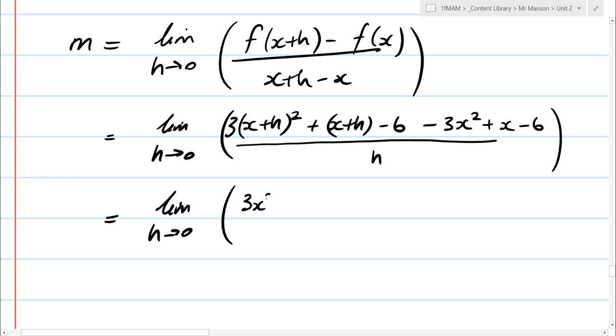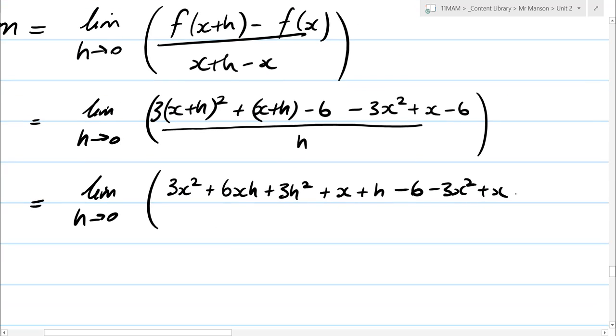That's equal to the limit as h goes to 0 of, and I'm going to expand this in one go. I get 3x squared, plus 6xh, plus 3h squared, plus x, plus h, minus 6, minus 3x squared, minus x, and then minus 6. That should have a bracket around it there, my apologies. This is the problem with speed. So that actually will be negative because we'll have minus positive x, and this will be positive because we'll have minus negative 6.